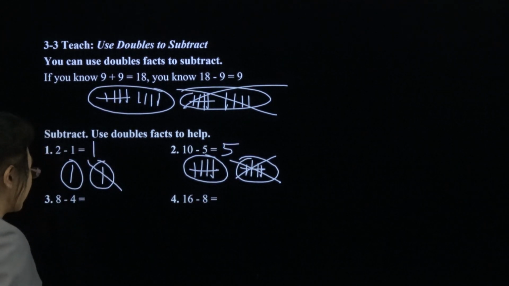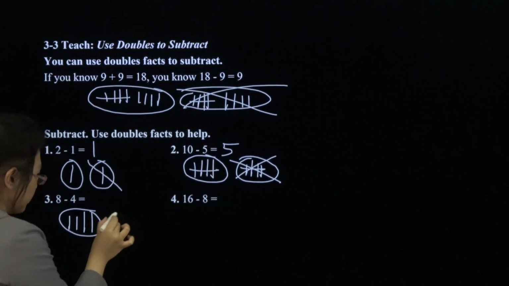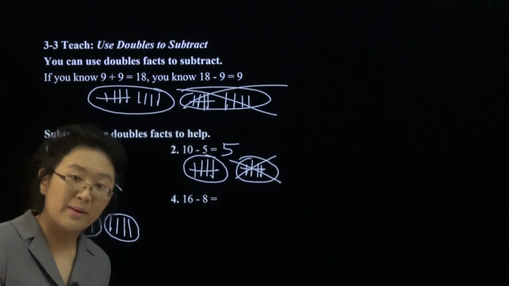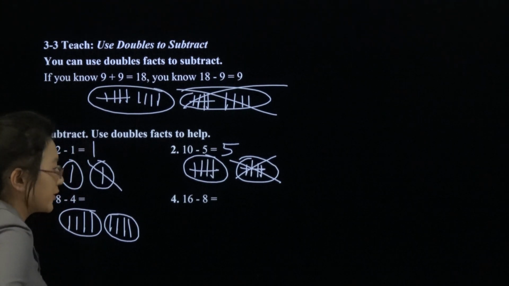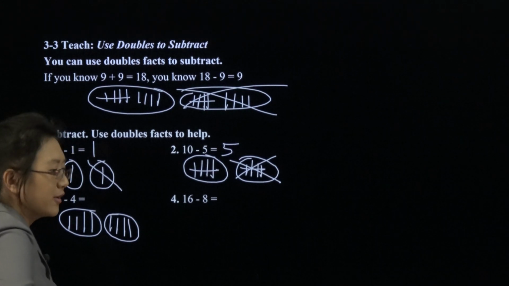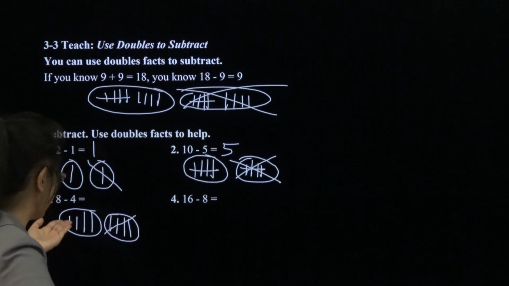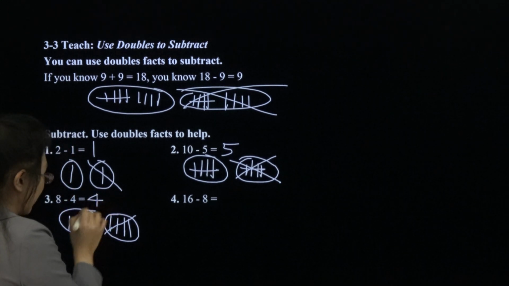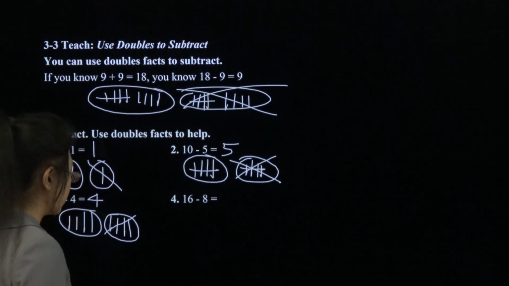Now 8 minus 4. We know that 4 plus 4 is equal to 8. See, this is why you need to memorize your addition facts. 4 plus 4 equals 8. 4 bagels plus 4 bagels is equal to 8 bagels. Now if you eat 4 of those bagels, then you're going to be left with 4 bagels. 8 minus 4 equals 4, because 4 plus 4 equals 8.